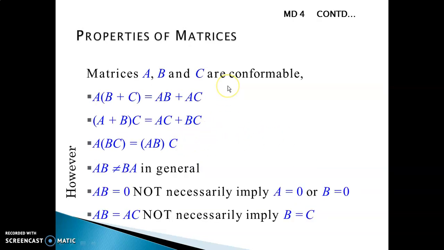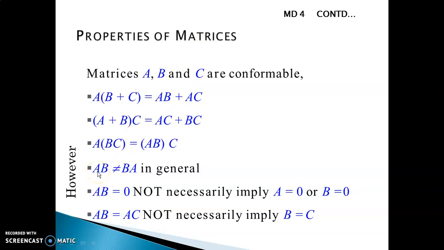Other properties satisfied by the matrices are A into B plus C is equal to AB plus AC, and A plus B into C is equal to AC plus BC, and A into BC is equal to AB into C. These are the properties which are satisfied by the matrices.